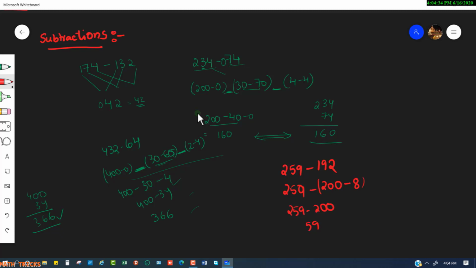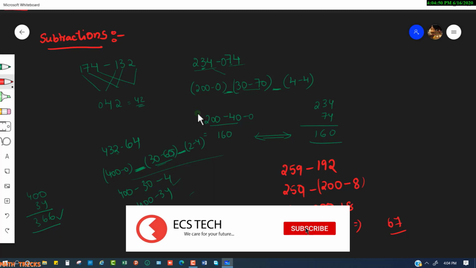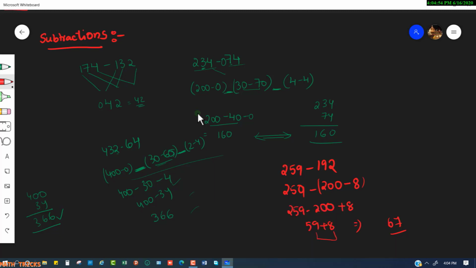What is minus into minus? Plus. So it becomes plus 8, right? So plus 8. 59 plus 8. So 9 plus 8, I already told you. So you have to be thorough with this calculation. So 17 means 67, right? Whenever you get 17, 1 digit is added, right? So 67. This is what you get in the result.